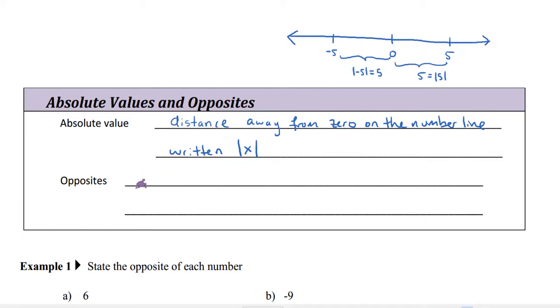And then opposites, the opposite of a number, these are just numbers that are the same distance from 0, but in opposite directions from 0. So in other words, you're just negating them, right? So they're numbers the same distance from 0, but in opposite directions from 0.